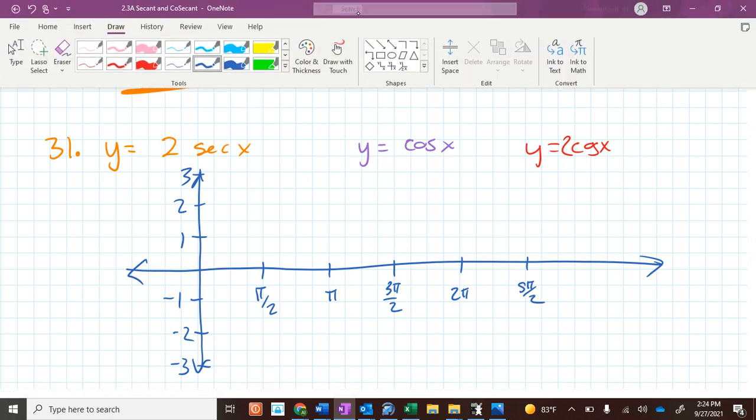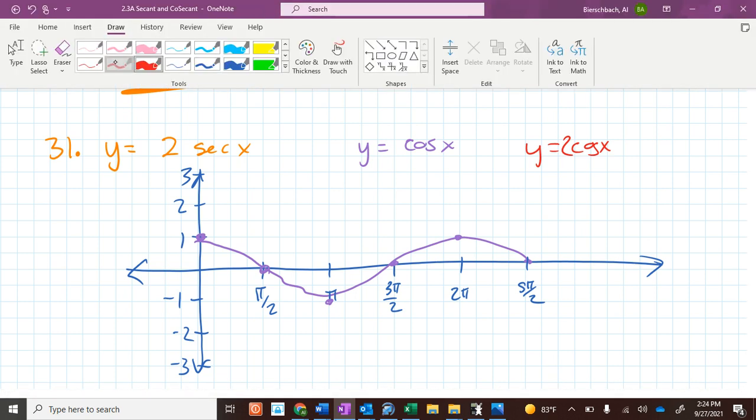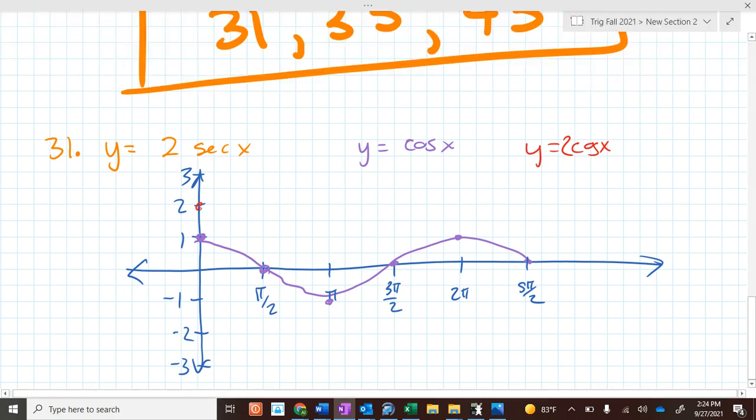So cosine of x in purple. 1, 0, negative 1, 0, 1, 0. In red. Whoop, that's too fat. Red. 2, 0, negative 2, 0, 2, 0.